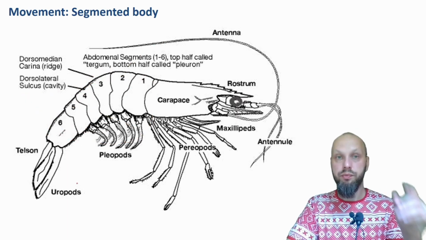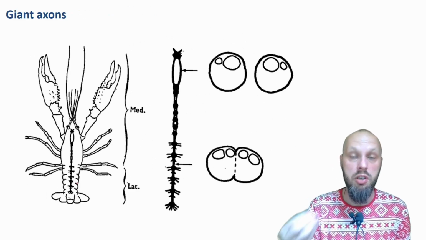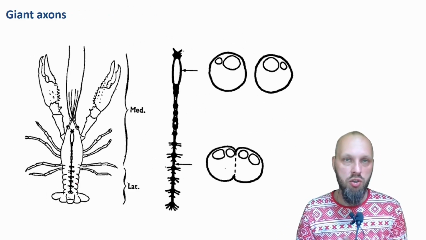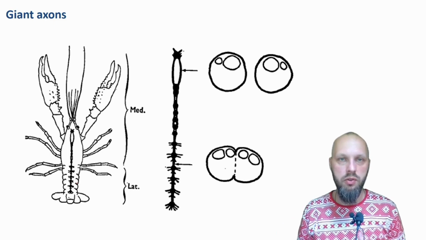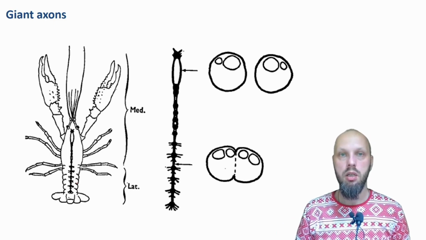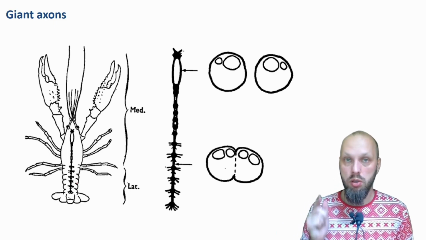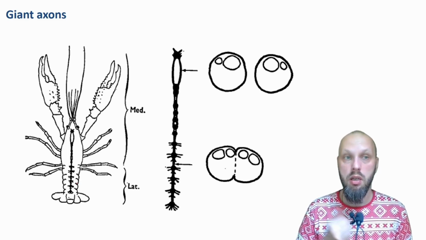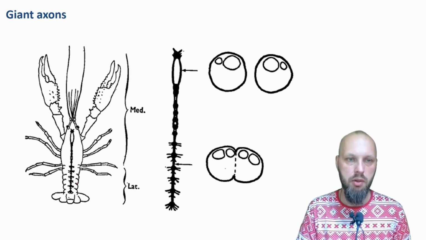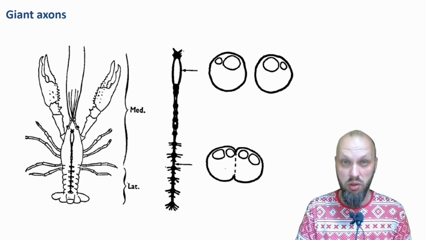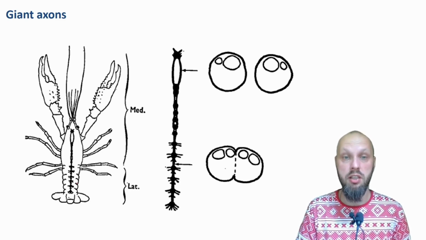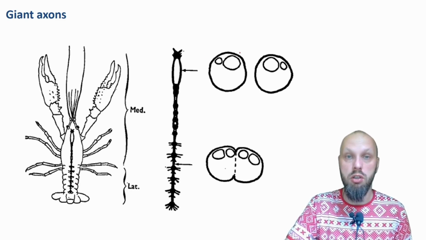Another interesting thing is that there are giant axons. We use this combination of words in an entirely different animal, in a squid. Squid has giant axons, also used for escape maneuvers, but shrimp and decapods, like lobsters and crayfish and all these guys, they have giant axons too. And what's interesting is that there are two giant axons, called lateral and medial.